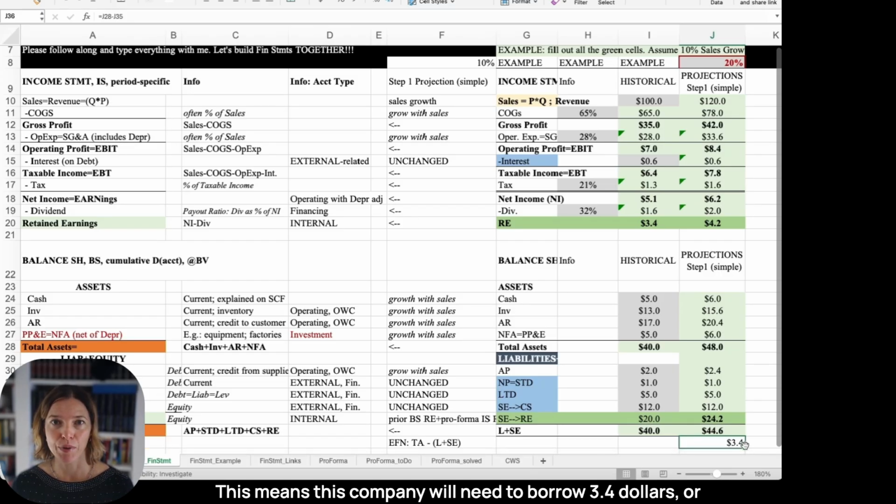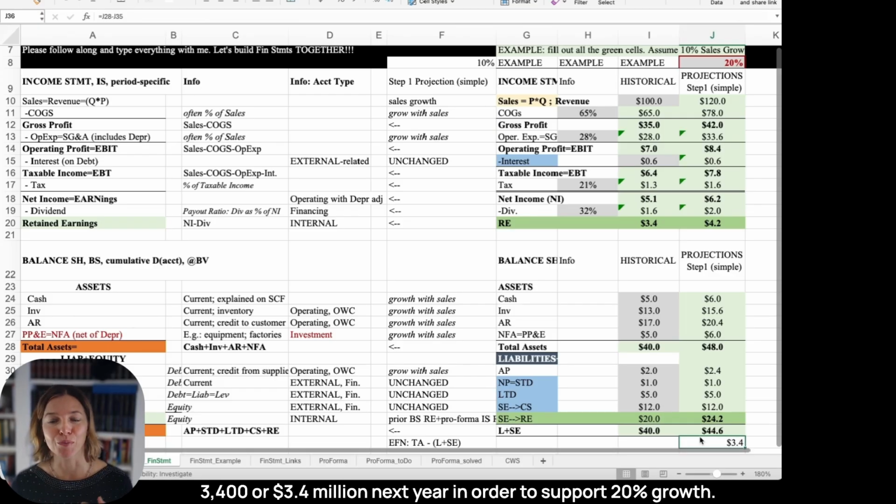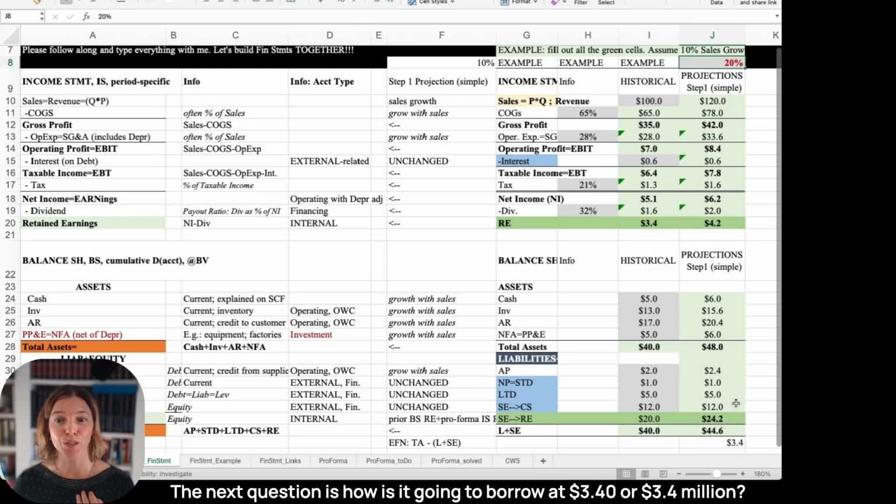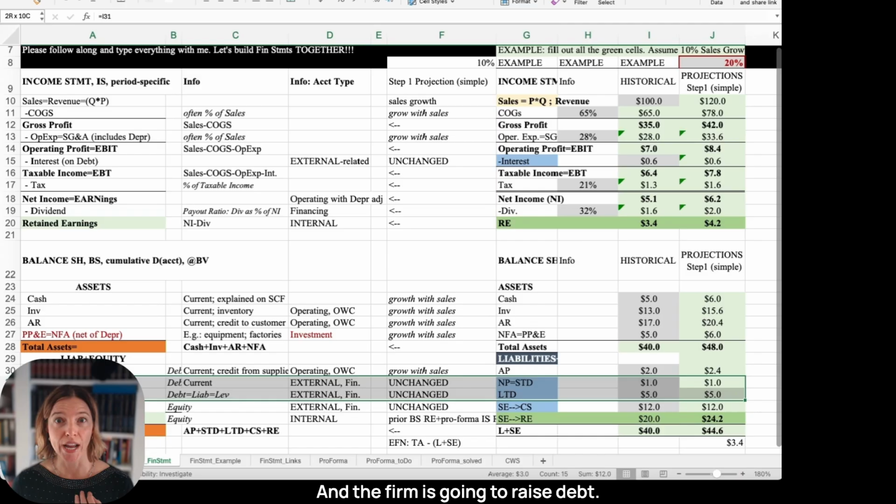This means this company will need to borrow $3.4, or $3.4 thousand, or $3.4 million next year in order to support 20% growth. The next question is, how is it going to borrow that $3.4 or $3.4 million? The firm is going to raise debt. The external financing that it is going to raise is going to be debt. It's going to raise either short-term debt or long-term debt.